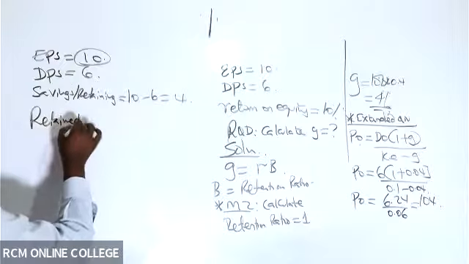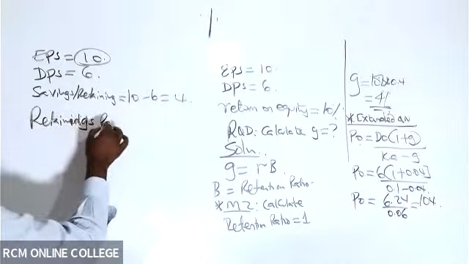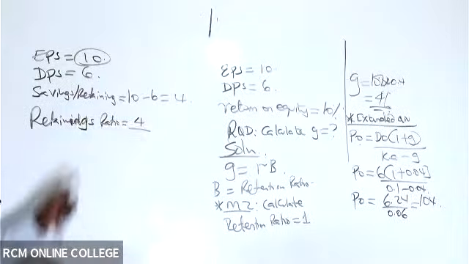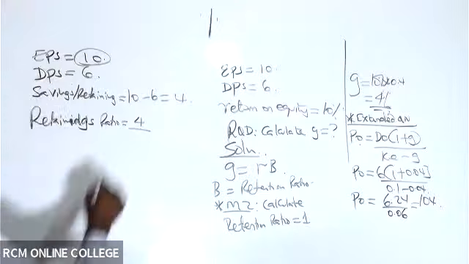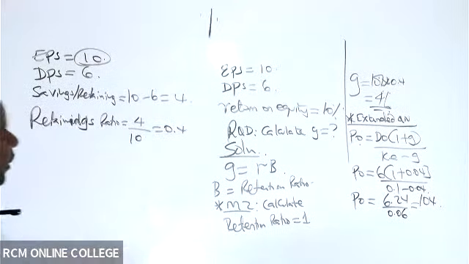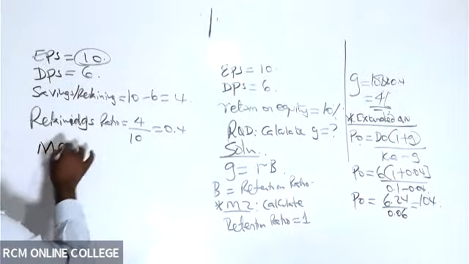In terms of the ratio, the retained ratio, or the retaining ratio, this will be 4 out of the total amount earned. So 4 out of 10, which will be 40%. How much have you saved vis-a-vis what you earned? 4/10, so this will be 0.4.